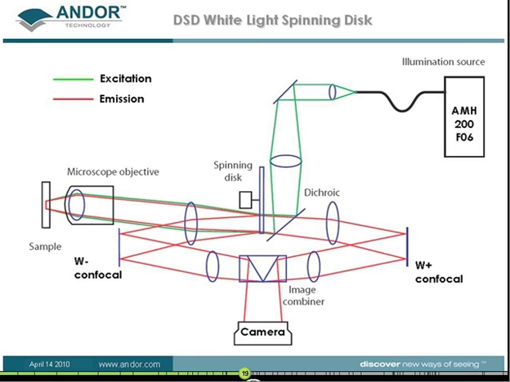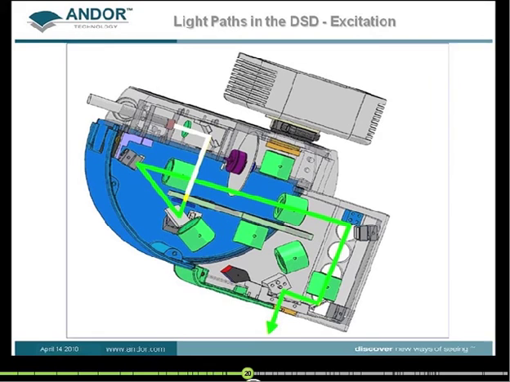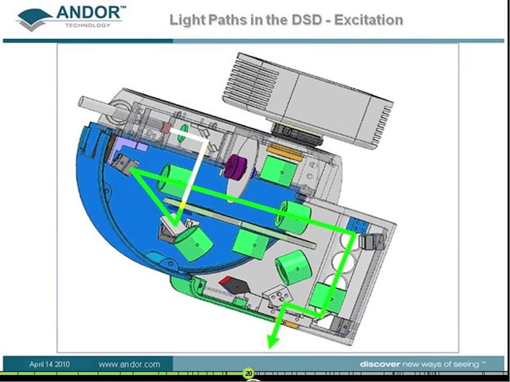So those two signals, or those two images, are now imaged through an image combiner prism, which reflects on two sides, and now they end up on two sides of the camera. And then we're going to show you how we process those. But I'm going to zip through the next series of slides so you can hopefully get a much better idea of how the light comes into the system.